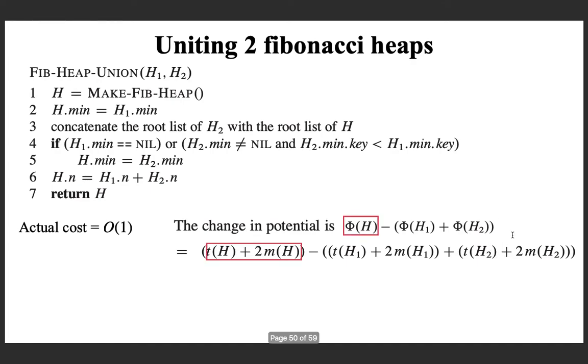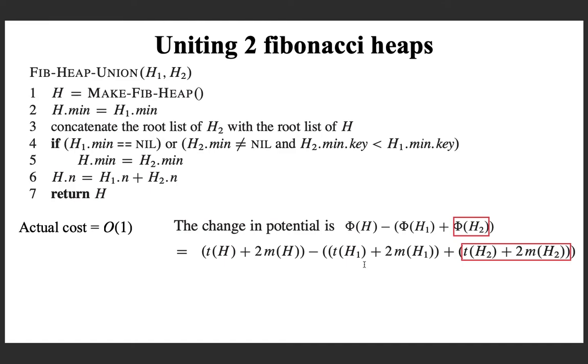You can easily verify the number of trees in h plus 2 into number of marked nodes in h minus phi of h1. What is it? Number of trees in h1 plus 2 into number of marked nodes in h1. Similarly, here I am putting in the bracket itself, the potential of H2 is nothing but the number of trees in H2 plus 2 into number of marked nodes in H2.